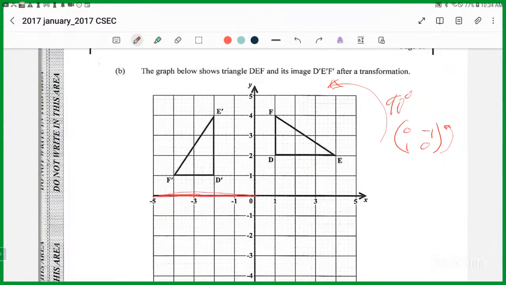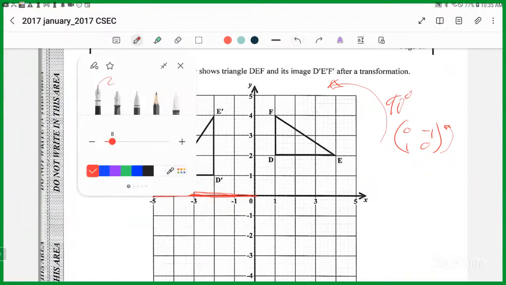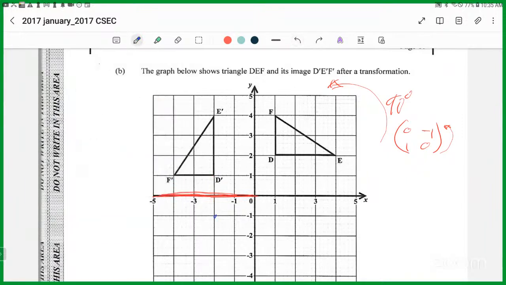All right, and do your reflection 1 point at a time. Image distance equals object distance. So for example, D is 1 unit from the mirror line, so it comes 1 unit on the other side. Let's use the blue for this. Just coming to here. That's D double prime. F, same thing. 1 unit to the mirror line, 1 unit on the other side. Just coming here. F double prime.